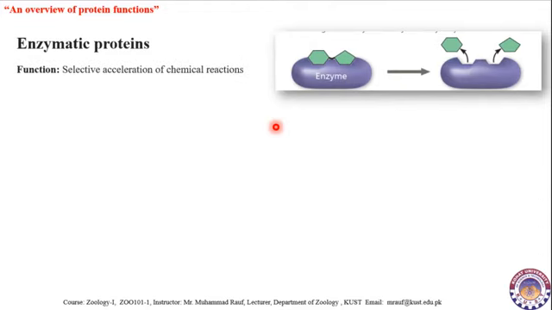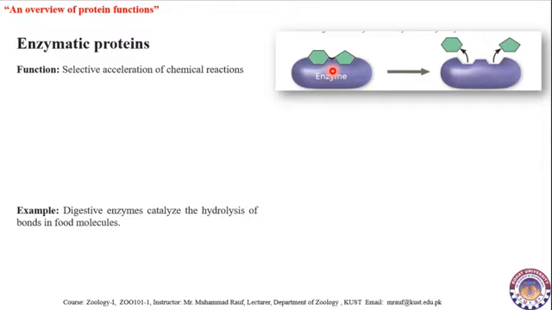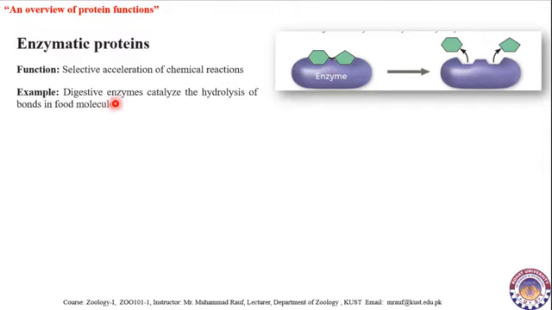Enzymes are biological catalysts. They speed up chemical reactions. Enzymes have an active site where a substrate binds, and thereby the substrate is broken down and the reaction is catalyzed. An example is digestive enzymes, which catalyze the hydrolysis of bonds in food molecules. Hydrolysis is a reaction in which a polymer, a macromolecule, is broken down into monomers, and water is required in this process. It takes place in the presence of water.